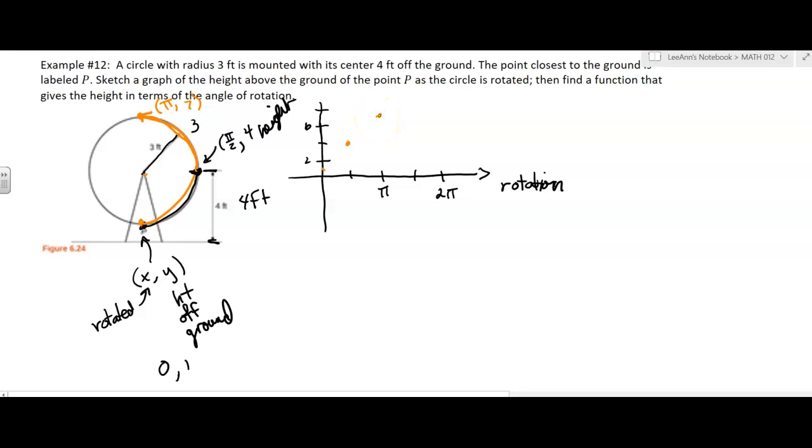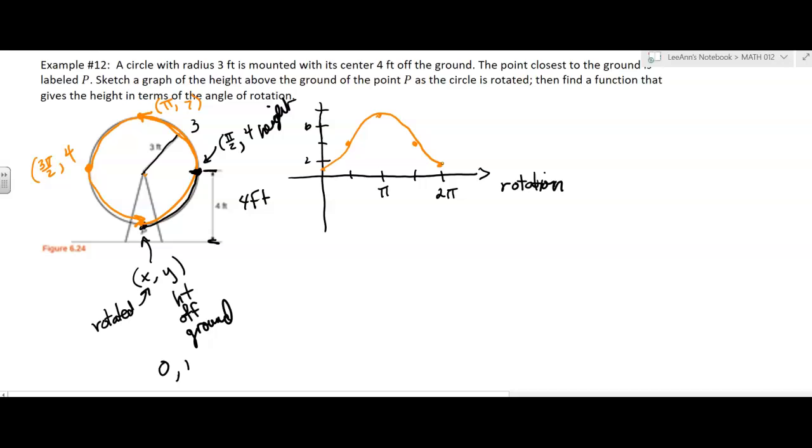Now I'm going to come around the circle to this point, another pi over 2. So now I'm at 3 pi over 2, 3/4 of the way around the circle, and I'm back to being 4 feet off the ground. So that point would be right there. And then once I get all the way around the circle, I've rotated 2 pi, and I'm a foot off the ground. So this curve for one time around the circle looks like that.